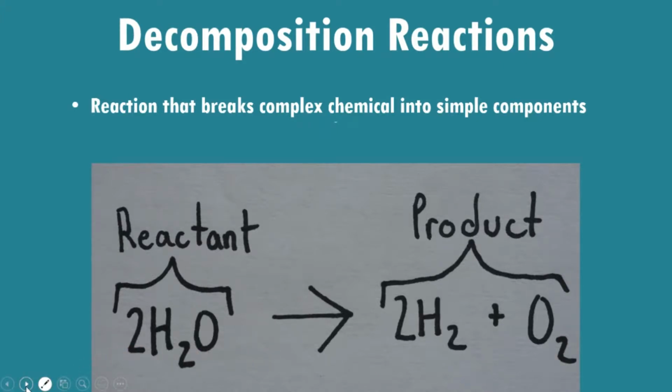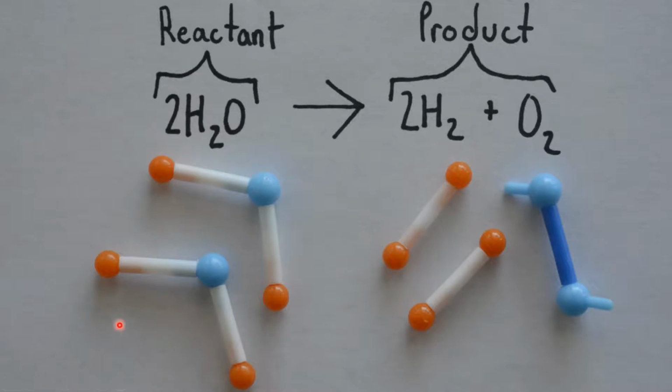But what does this look like in real life? Well, here we can see on the left side we have the reactant, and these are two water molecules. On the right side we have some hydrogen molecules and an oxygen molecule. As you can see, the molecules on the right are smaller and less complex than the molecules on the left. That is what makes it a decomposition reaction.